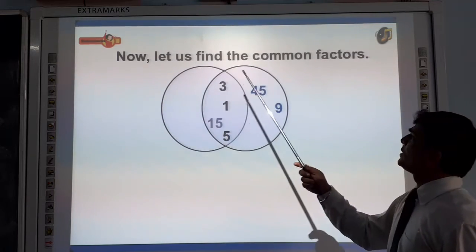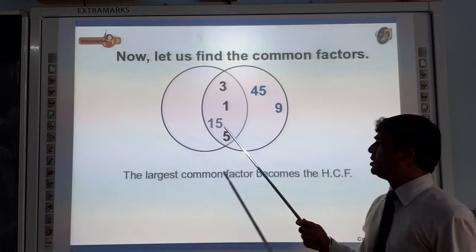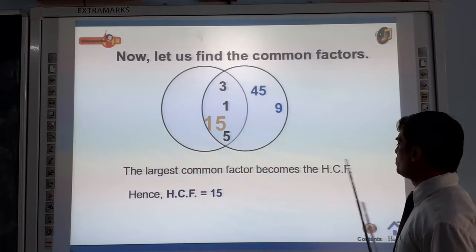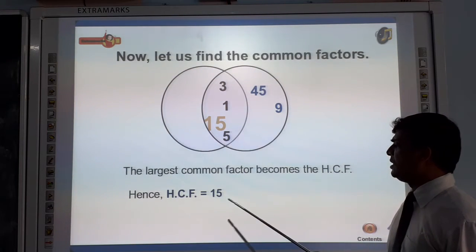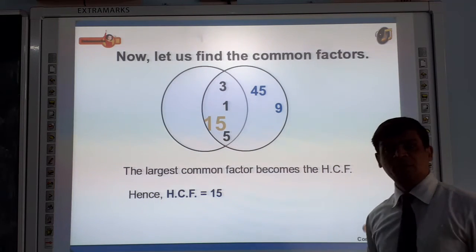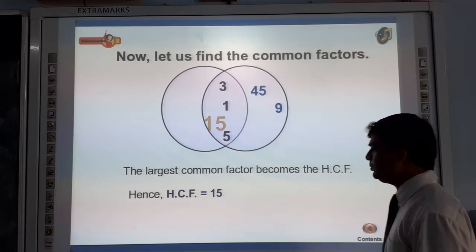Now let us find the common factors. Look at this. Show the diagram. The largest common factor becomes the HCF. Hence HCF is equal to 15. Okay student.